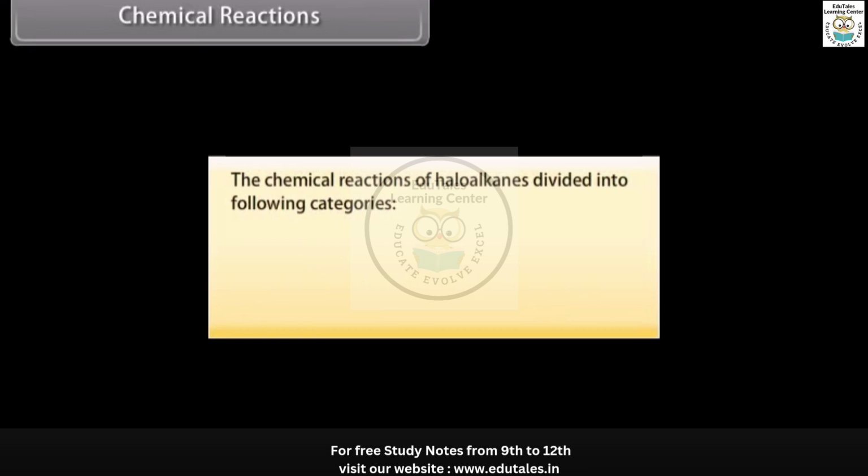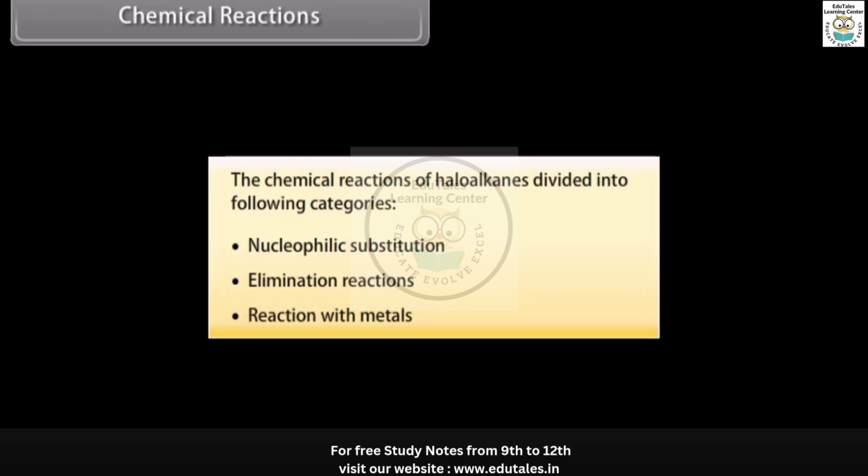Chemical reactions. The chemical reactions of haloalkenes are divided into following categories: nucleophilic substitution, elimination reactions, and reaction with metals. Nucleophilic substitution reactions.